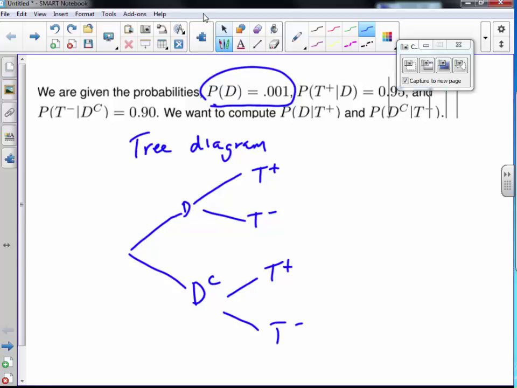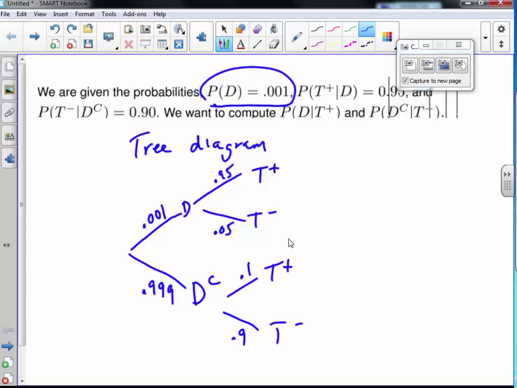So in the tree diagram, we have the event either having the disease or not. That's at the first stage. And so we get the probability 0.001, 0.999. And then of those that have the disease, we will put down the conditional probability of T plus given D. That's 0.95. And so the other conditional probability has to be 0.05. And similarly, the probability of T minus given D complement is 0.9. And so the complement of that, testing positive, has to be 1 minus 0.9 or 0.1.